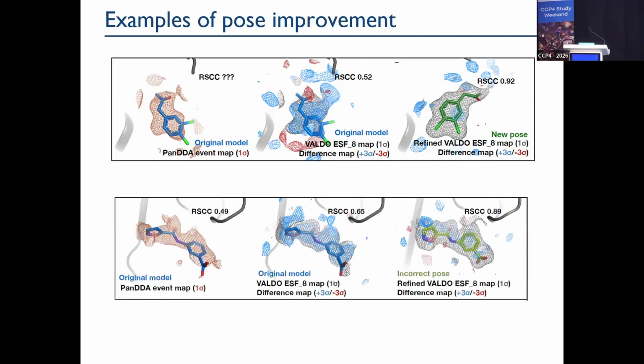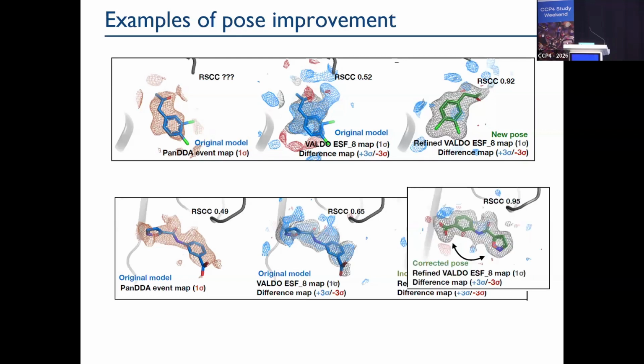Here's another example where there was a fragment with a somewhat ambiguous shape placed in the original Panda event map. We started refinement from this, where we have our event map and a difference map. Once we refine, we get something that looks like this. At that point, we suspected that the pose was wrong. When we flip the molecule and refine a little bit further, we get an excellent fit to the data. I know this is a little bit anecdotal, but this is where we are now in terms of working up the analysis.